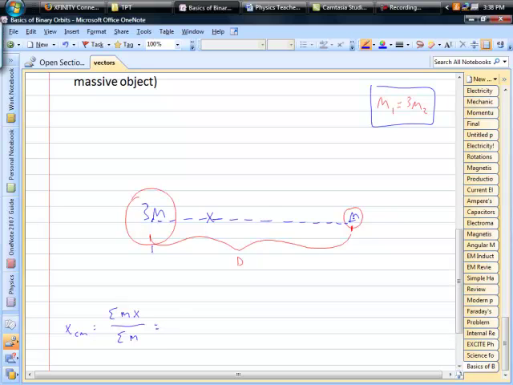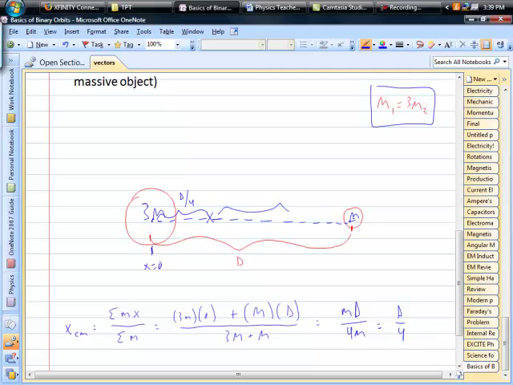Okay, so we're going to have 3m. I'm going to call this x equals 0 on the left-hand side. So we have the mass 3m times 0. Then we have the smaller mass times its x position, which is going to be d. And that's divided by the total mass of the system. Okay, so in the end we have md divided by 4m, which is 1/4 the total distance. Okay, so that's how far away the center of mass is from the center of the big object. And that means that the smaller object is 3/4 of the way from the center of mass. These values are the two radii of the two orbits.